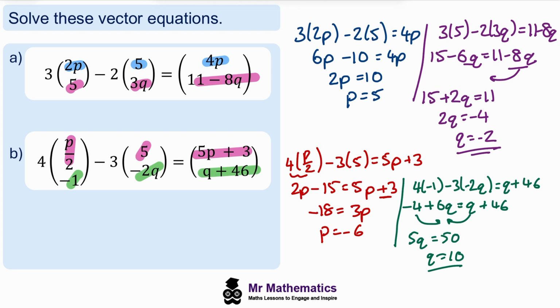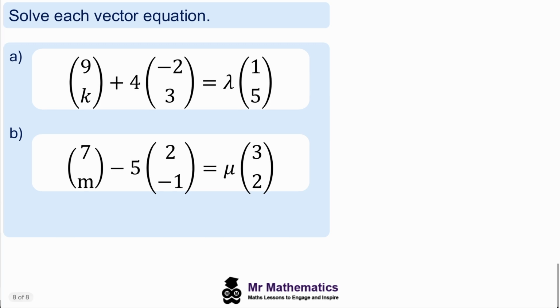Okay? Let's try one final set of examples. In these questions, we still need to find 2 unknowns. So for question A, we need to find k and lambda. For B, m and mu. But now you can see that they've been arranged differently.